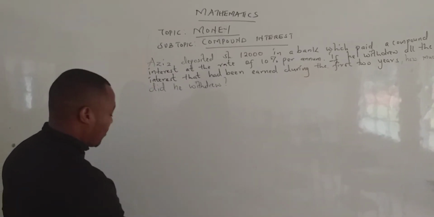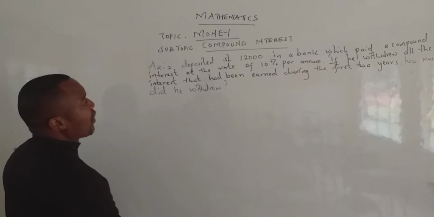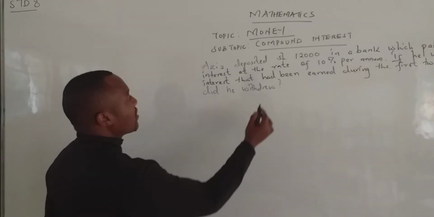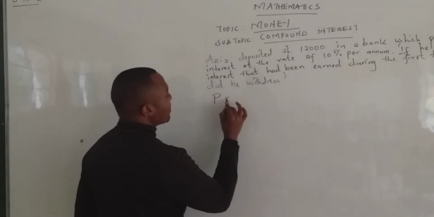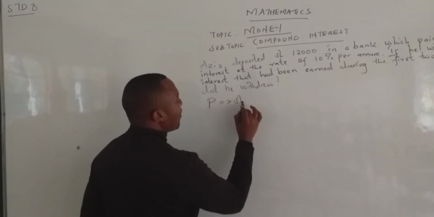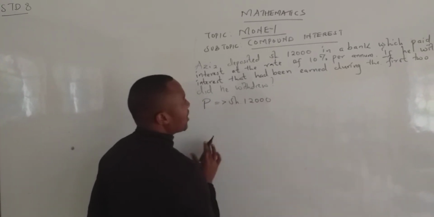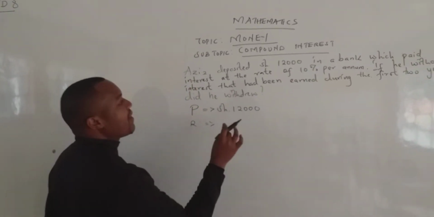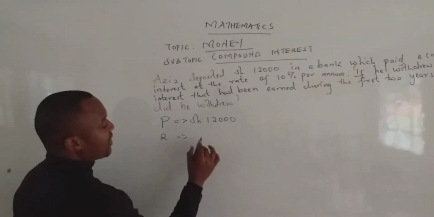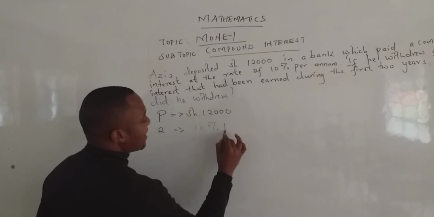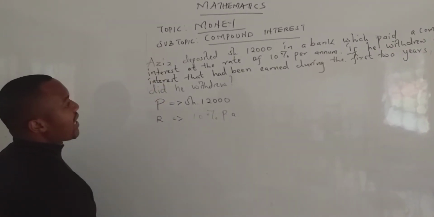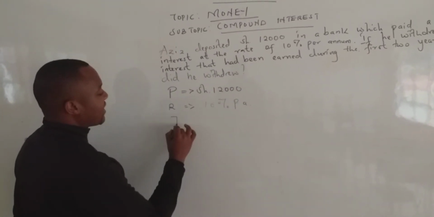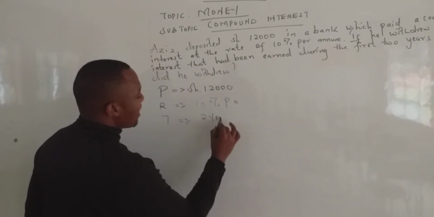Now, we have that question of ours there. Making the summary of the question is not different from simple interest. The deposited amount, we know as the principal. Principal for Aziz was 12,000 shillings. The rate, the one calculated in a year, he was getting 10% interest of the amount he had deposited. So our rate is 10% per annum. And then we have the period in which the money stayed in the bank. That's known as time, which was 2 years.